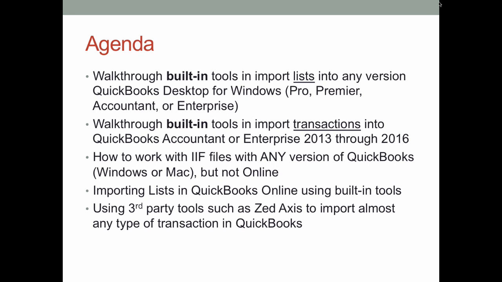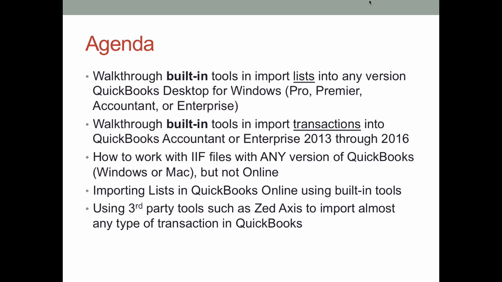So first, we'll do a quick walkthrough of the built-in tools to import lists. So lists, customers, vendors, items, things like that. Those tools are in QuickBooks Desktop in all versions, basically Pro, Premier, Accountant, or Enterprise. Then we'll talk about the built-in tools to import transactions. So a customer is a list, an invoice would be a transaction. So we'll talk about the built-in tools to import transactions available in QuickBooks Accountant or Enterprise 2013 and above.